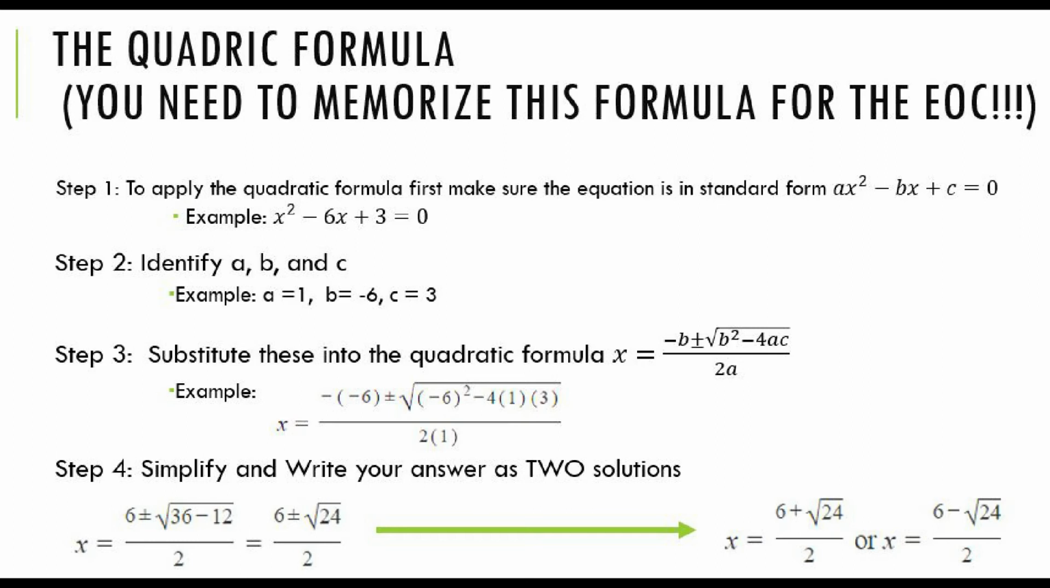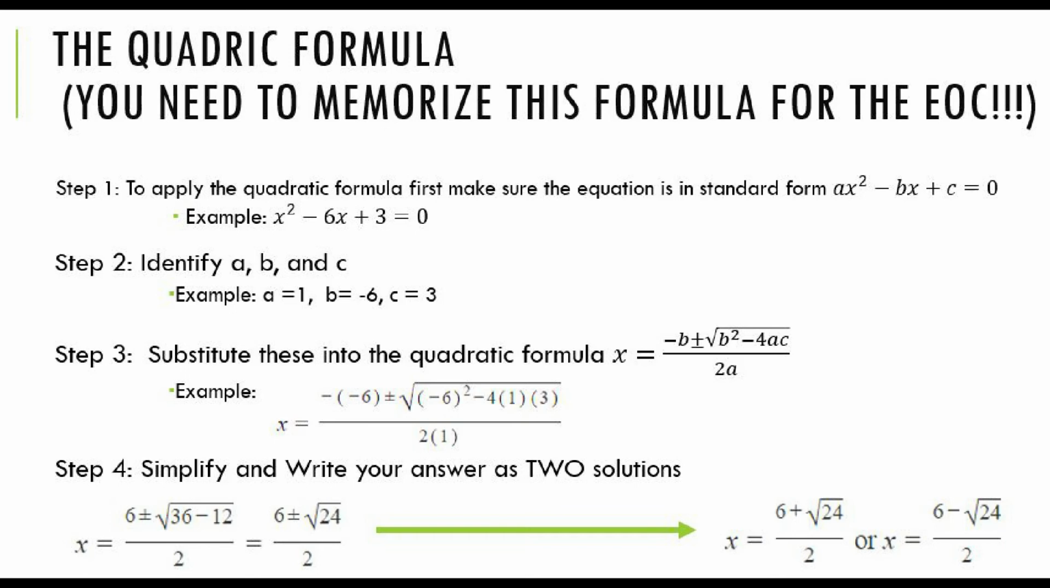Now I'm going to plug those into my quadratic formula. So this is the part you need to memorize. The quadratic formula is x equals negative b plus or minus the square root of b squared minus 4ac, over 2a. So when I go to plug this in, I'm going to start with the numerator. I'm going to start with the top of the fraction.